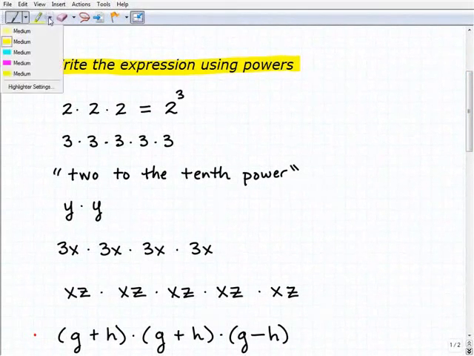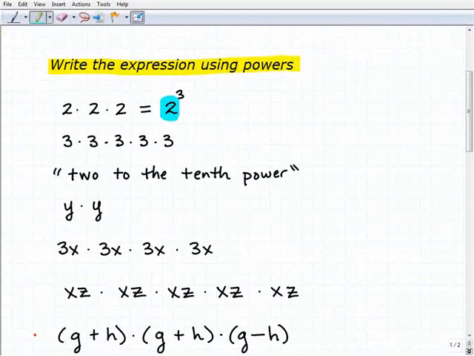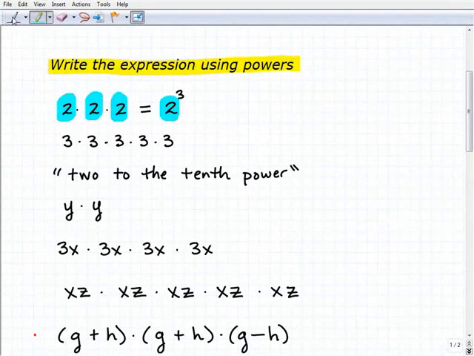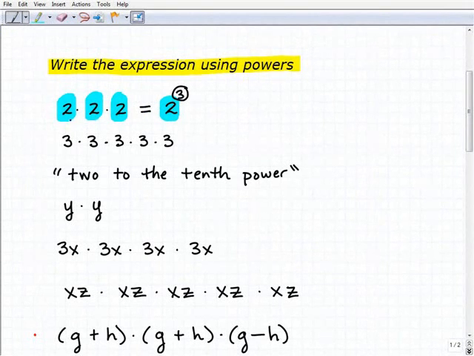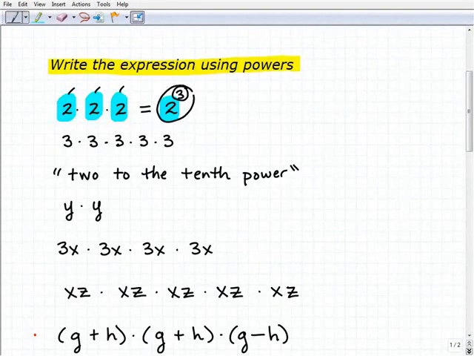Remember, the 2 is called the base, and it represents what we're multiplying. And the 3 right up here, that's called the exponent. That indicates how many times we're multiplying whatever we're multiplying, how many times we're doing it. So here we're doing it 1, 2, 3. So we're taking 2, multiplying it by itself 3 times. So 2 cubed, or 2 to the third power, is the way we would write that. And this is a power.